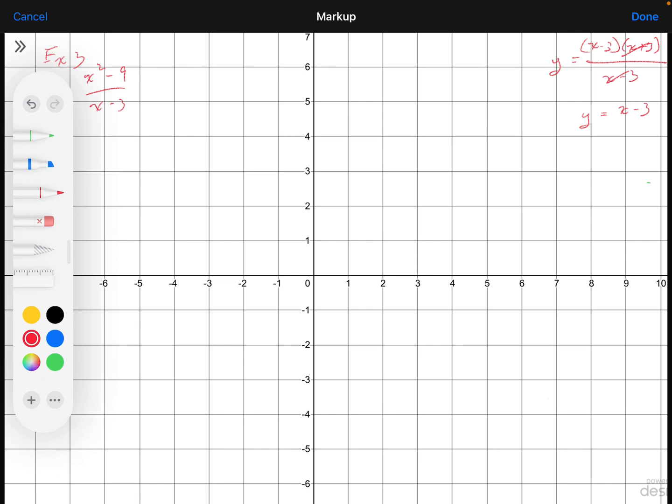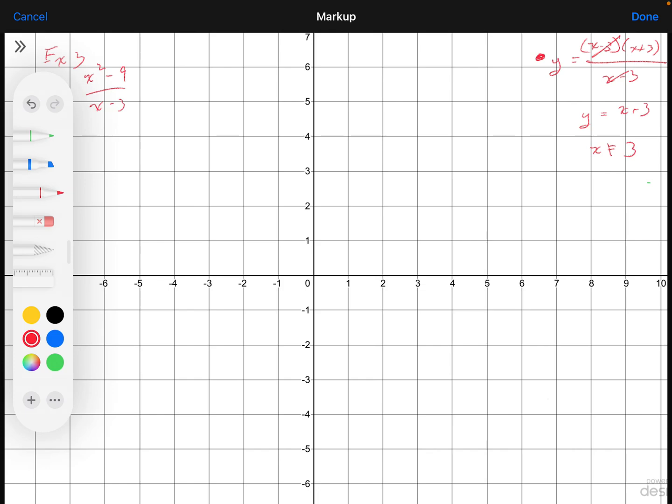Sorry, it is x minus 3, and I just made a mistake. No worries, let me fix that up. So a factor of x minus 3 is canceled out. However, we still have to maintain our restriction that x cannot be equal to 3.